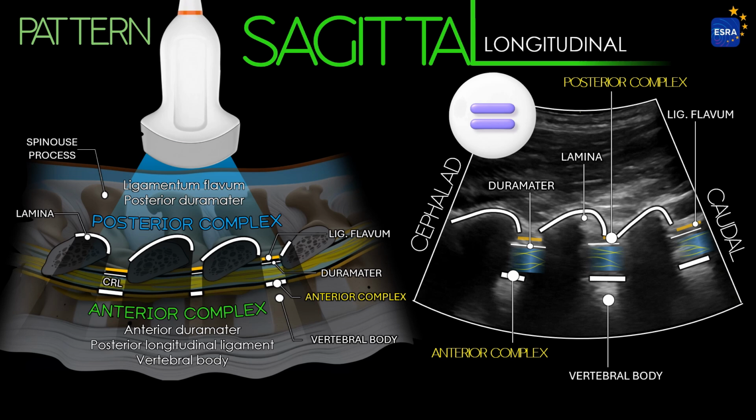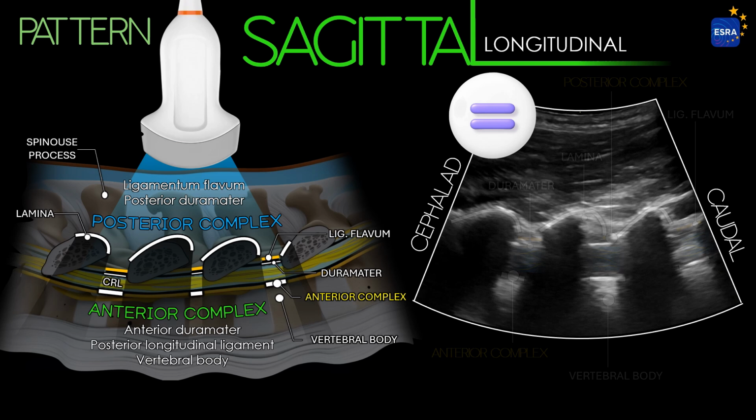The thecal sac, filled with cerebrospinal fluid, is the anechoic space anterior to the posterior dura mater. The cauda equina, located within the thecal sac, often appears as multiple horizontal hyperechoic shadows within the anechoic sac, and its position can vary with patient posture. In some patients, pulsations of the cauda equina can also be seen.